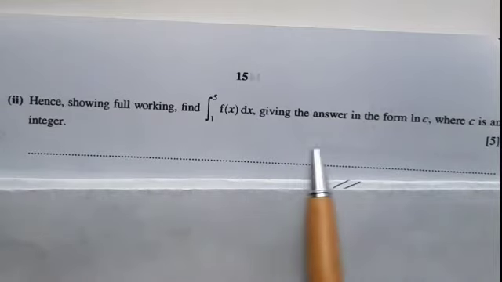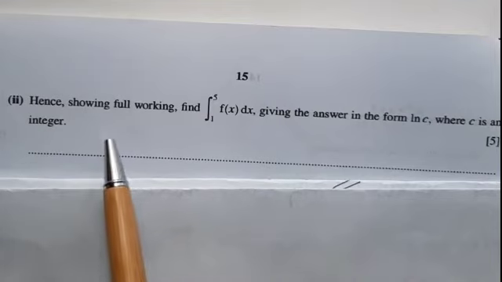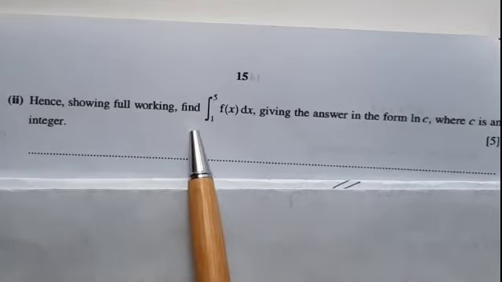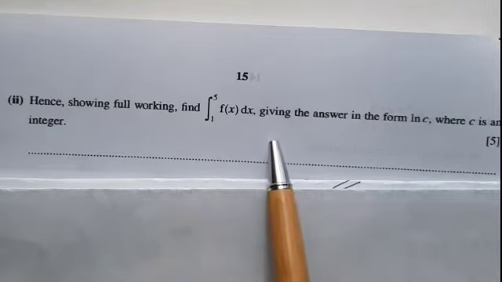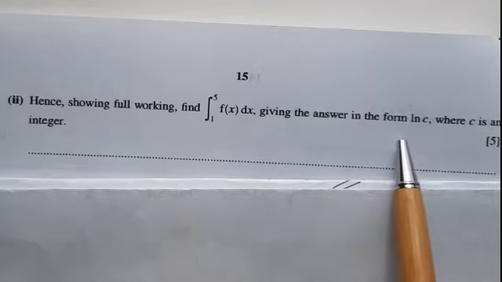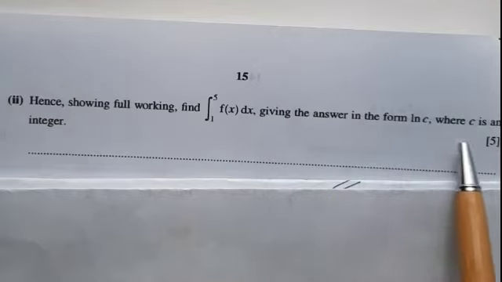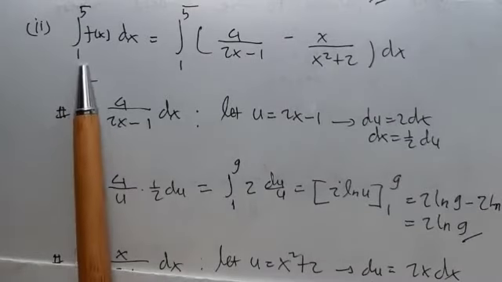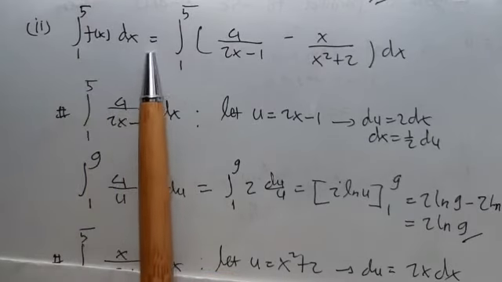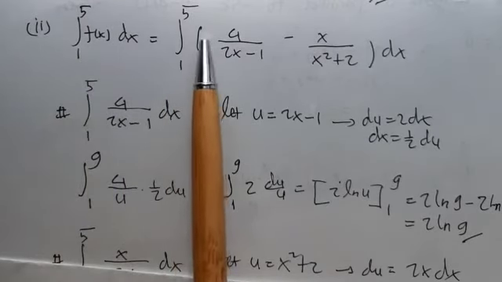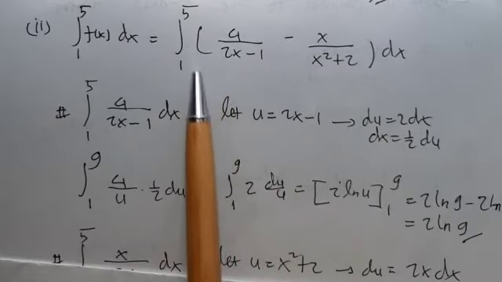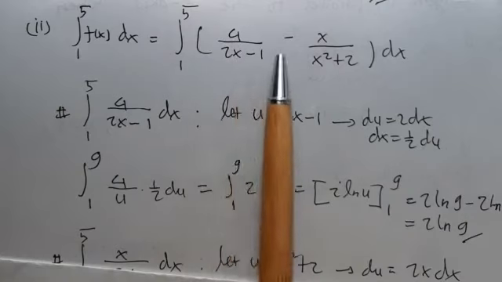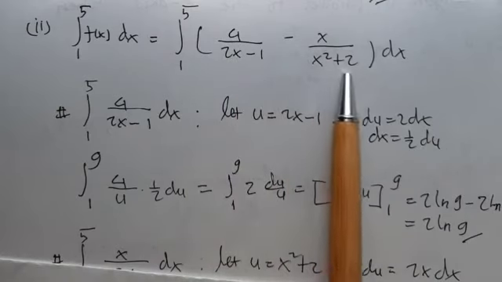The second part of this question, with the hint to show full working, is to find the integral from 1 to 5 of f(x) dx, giving the answer in the form ln c, where c is an integer. Thus the integral from 1 to 5 of f(x) dx equals the integral from 1 to 5 of the partial fractions, that is the integral of 4 over (2x minus 1) minus x over (x squared plus 2) dx.